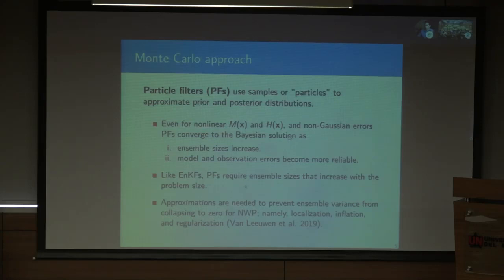Like ensemble Kalman filters, you need really big ensembles. These methods don't scale as well as EnKFs, but EnKFs also still have scaling problems for big data assimilation applications. And of course, just like for ensemble Kalman filters, we need to apply some approximations to make particle filters applicable to high dimensional problems. And so for EnKFs, what we've done in the past for numerical weather prediction is apply things such as covariance localization, inflation, and regularization.